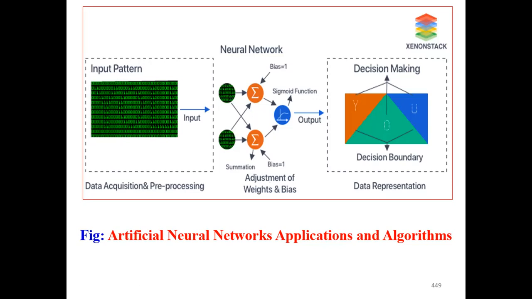Any trial and error bias you can add, and we follow an activation function such as ReLU, sigmoid function or softmax. These are the activation functions we are using. And finally, we are getting output. Here we do adjustment of weights and bias. Then finally we get the results, decision making, decision boundary. How many values are 1? How many values are 0? That is called data representation. So this is the way artificial neural networks process.